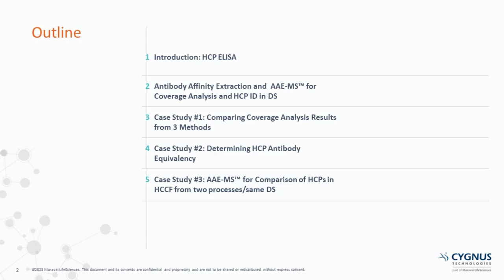Here is an overview of what we will cover today. First, I will introduce our HCP ELISA and just in general HCP ELISAs, and then the antibody affinity extraction method and how it can be combined with mass spectrometry for coverage analysis and HCP identification. I will then go over three different customer case studies.